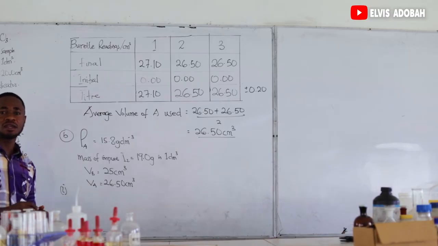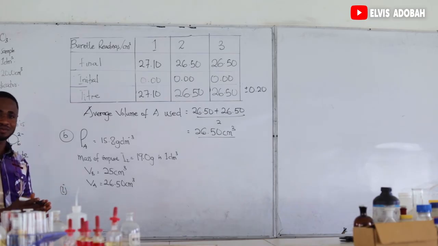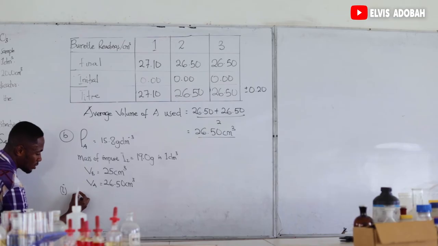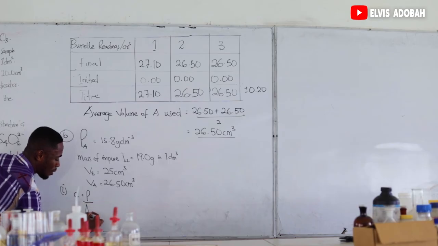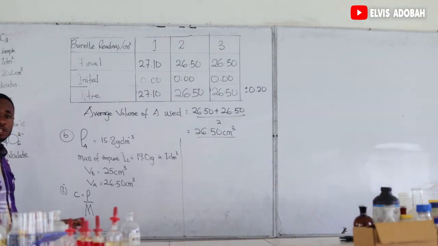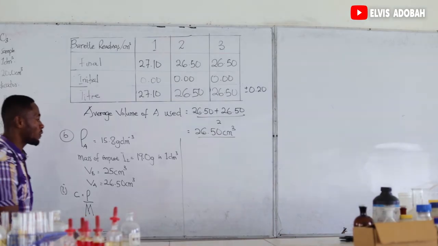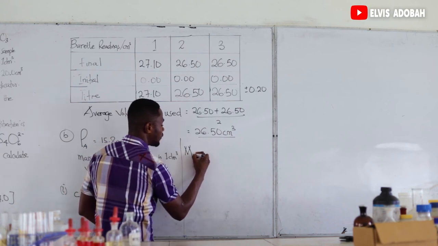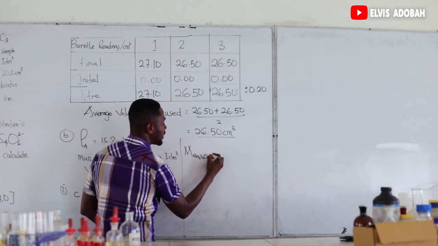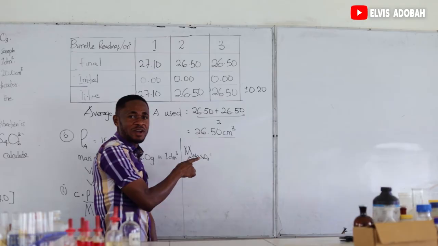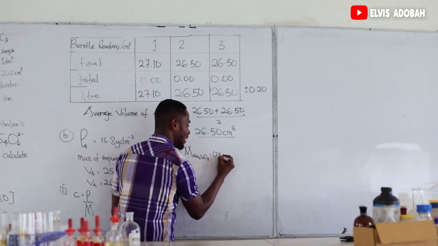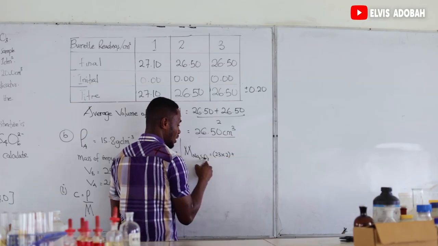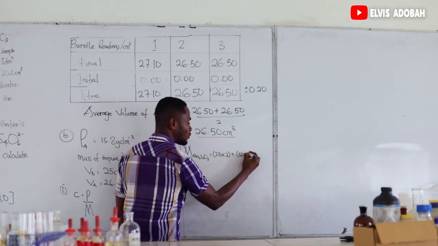So, concentration of A in mole per decimeter cube. Now, we remember from mole concepts that concentration in mole per decimeter cube is equal to mass concentration in gram per decimeter cube divided by our molar mass. So we need to calculate the molar mass of sodium thiosulfate. We were given relative atomic masses for sodium, sulfur, and oxygen. And we said each sodium weighs 23. And we have two of them over here. Each sulfur weighs 32. Then we have two of them over there.